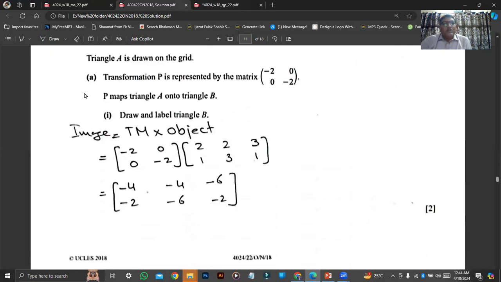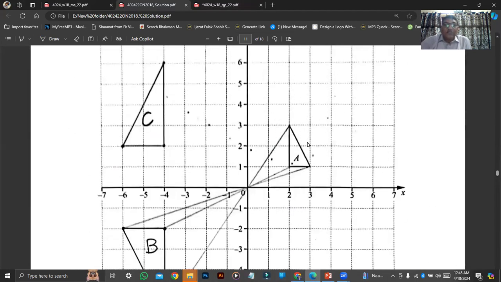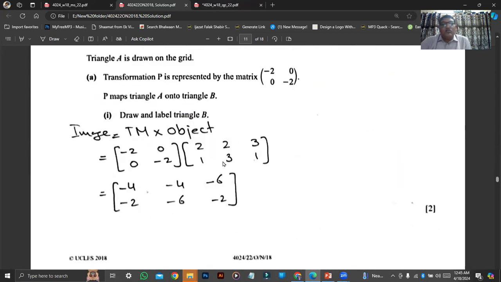So here we go. The image is equal to the transformation matrix multiplied by the object. This is the equation. The transformation matrix is given: -2, 0, 0, -2. The object, I will note down the coordinates of these 3 points, which are the vertices of the triangle A: 2, 1, 2, 3, 3, 1. This is x, this is y, this is x, this is y. So from here, I will take the rows, and from here, I will take the columns.